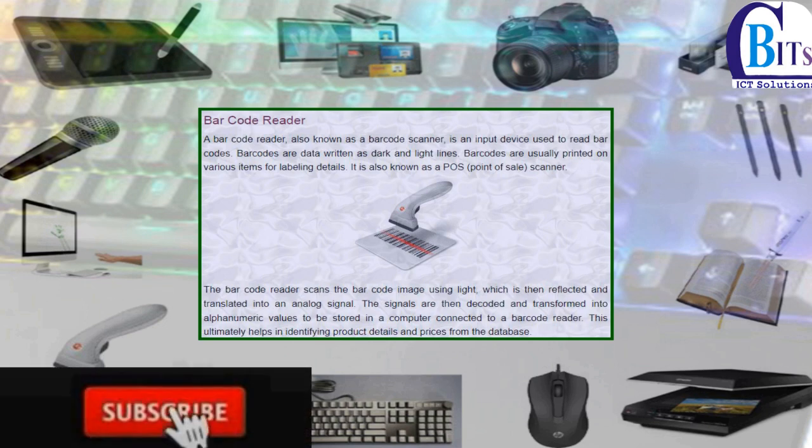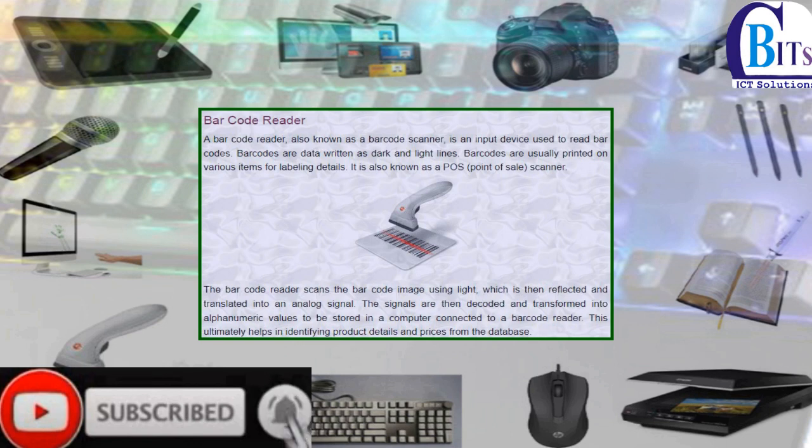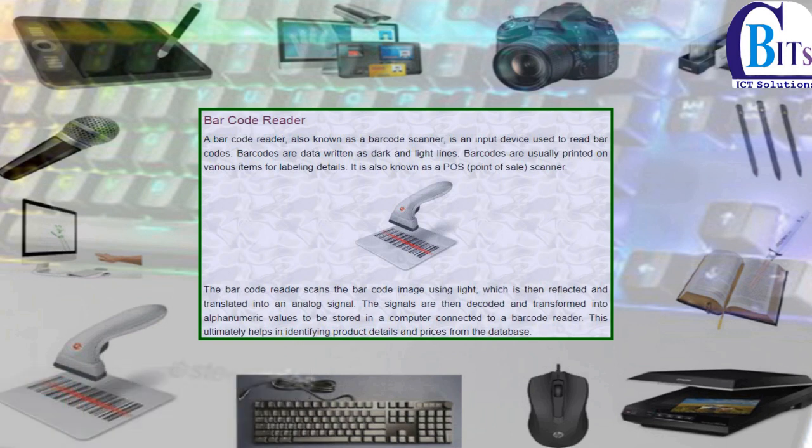The barcode reader scans the barcode image using light, which is then reflected and translated into an analog signals. The signals are then decoded and transformed into alphanumeric values to be stored in a computer connected to a barcode reader. This ultimately helps in identifying products, details, and prices from the database.